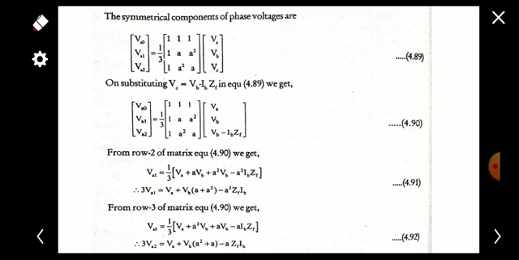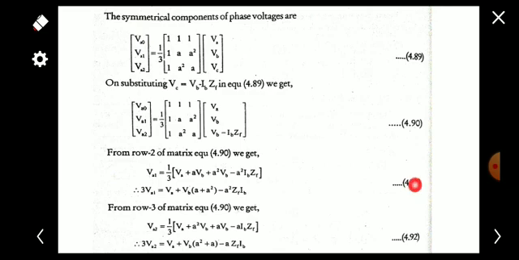VA1 is equal to 1 by 3 into VA plus A VB plus A square VB minus A square IB into ZF. So by solving that, we will get 3 VA1 is equal to VA plus VB into A plus A square minus A square into ZF into IB. And from row 3, VA2 is equal to 1 by 3 into VA plus A square VB plus A VB minus A into IB into ZF. So by solving that, we will get 3 VA2 is equal to VA plus VB into A square plus A minus A into ZF IB.